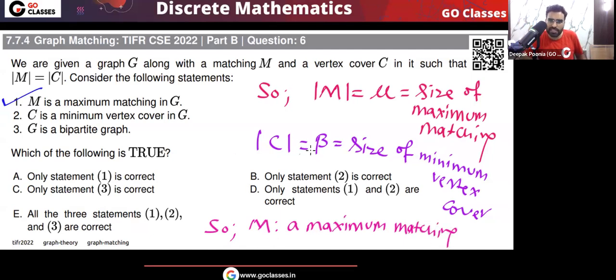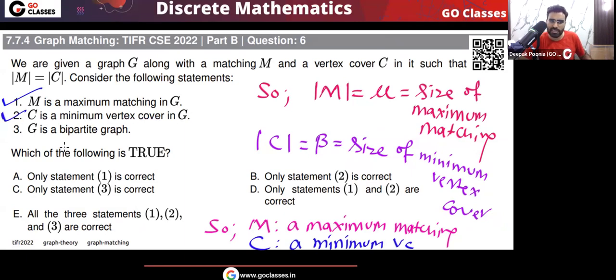I can also definitely say that C is a minimum vertex cover, because C is a vertex cover. I don't know whether it is minimum or not; that information is not given to us, but we have found that the size of C is equal to the size of minimum vertex cover. So definitely C is a minimum vertex cover. So statement 2 is also true.